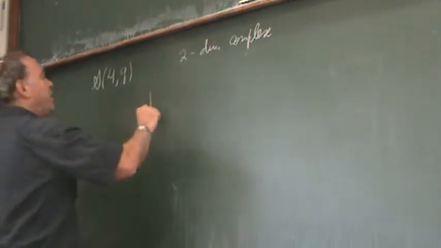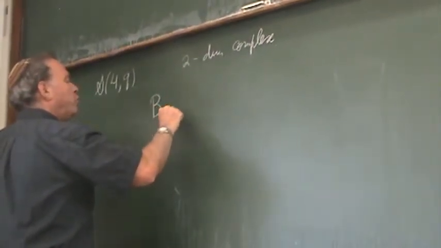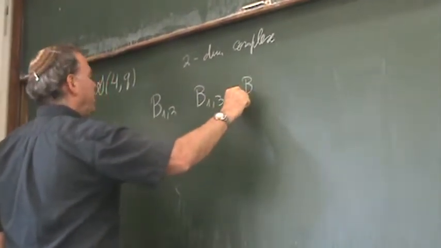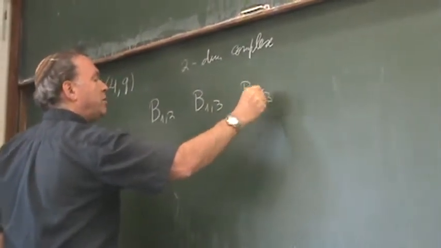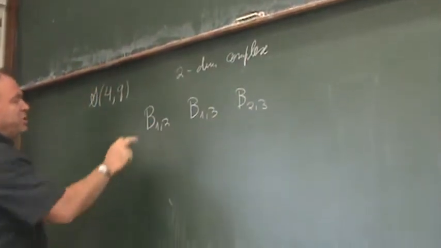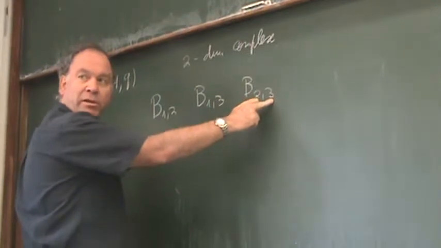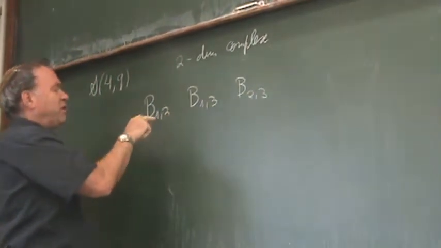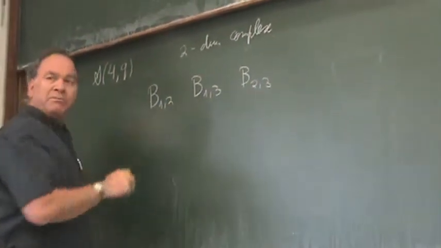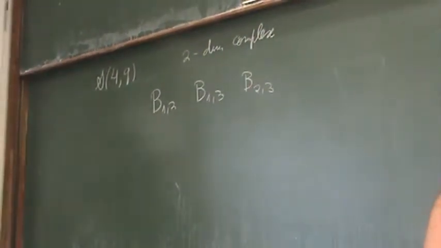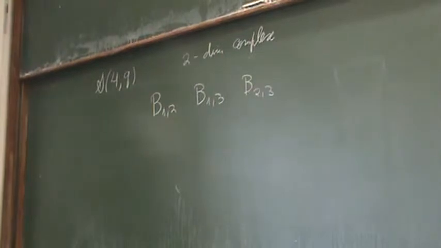and it gives rise to 3 bipartite graphs: B12, B13, and B23. So this is 1 against 2, this is 2 against 3, which means the subspaces of dimension 1 against the subspaces of dimension 2.